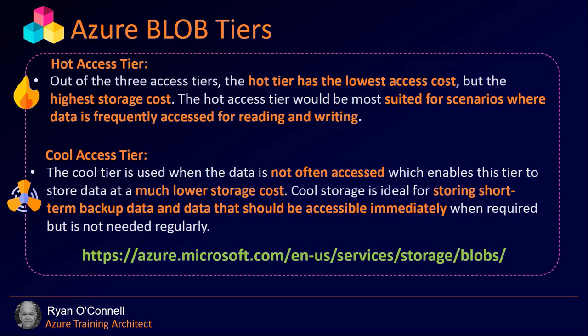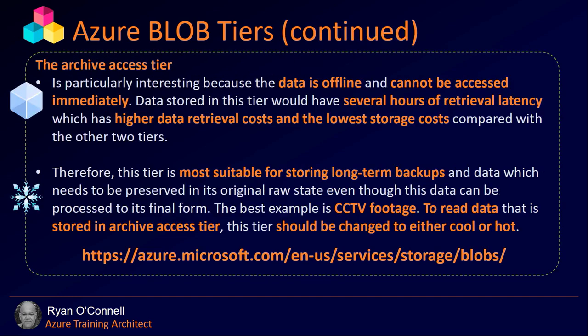The cool access tier is used for data that is not often accessed, which enables this tier to store data at a much lower cost. Cool storage is ideal for short-term backups and data that should be accessible immediately when required, but is not needed regularly. Again, I encourage you to have a look at that hyperlink at the bottom there. Go to the Microsoft.com services storage blobs, and then you'll actually get a lot more detailed information about blob storage.